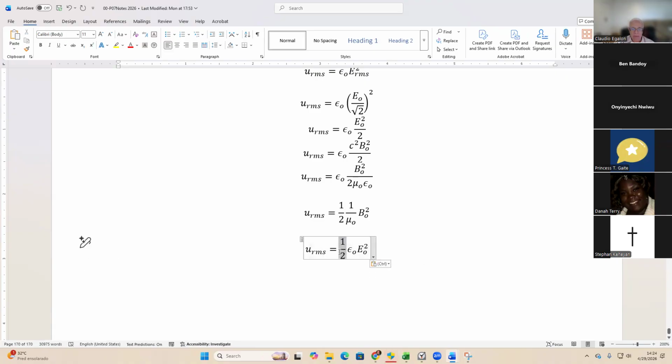Okay, we have a half term here for the electric field. We have a half term here for the magnetic field. We have an epsilon naught term here for the electric field, and we have a 1 divided by mu naught for the magnetic field. Then you have the amplitude of the field squared. That's not difficult to memorize, right?